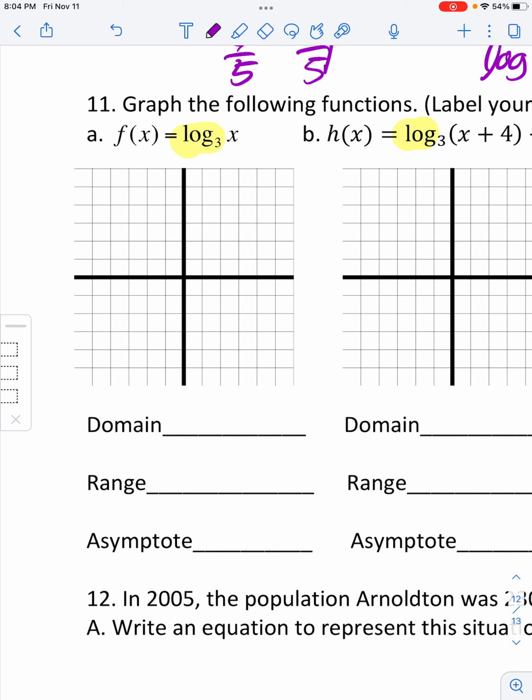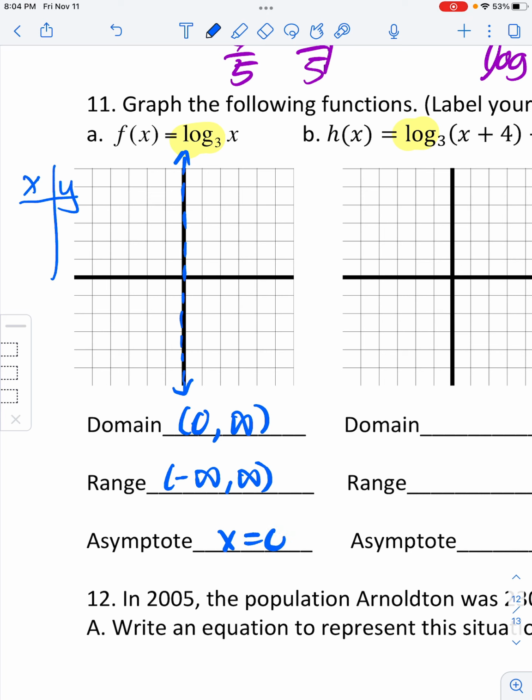So I'm going to go ahead and take a look. This is log. So if you want to get a couple points, you got to choose wisely. Keep in mind that log graphs have a vertical asymptote at 0 unless there's left-right shifting, which this one doesn't have. And it's going to be on the right of that. So my domain is from 0 to infinity. The range on these is always all reals. And my asymptote is a vertical line at 0.